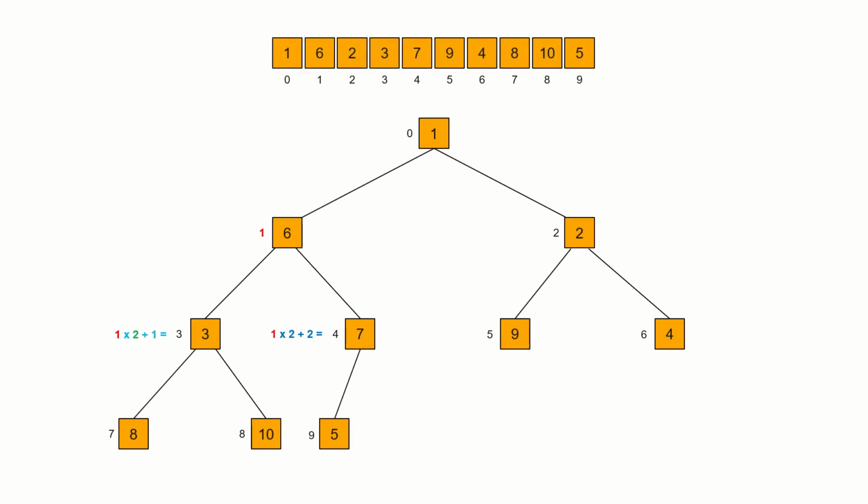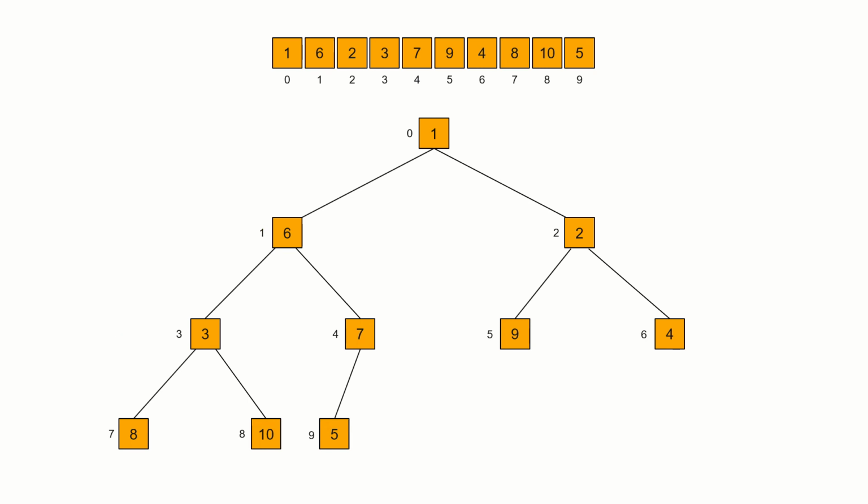A useful property of the binary tree representation is the following. If the parent index is i, then the left child index is 2i plus 1 and the right child index is 2i plus 2. For example, the parent node 6, which has index of 1, has its left and right children at index 3 and 4 respectively. We will use this property when implementing the make heap algorithm in C++. But now let's go back to make heap step by step.